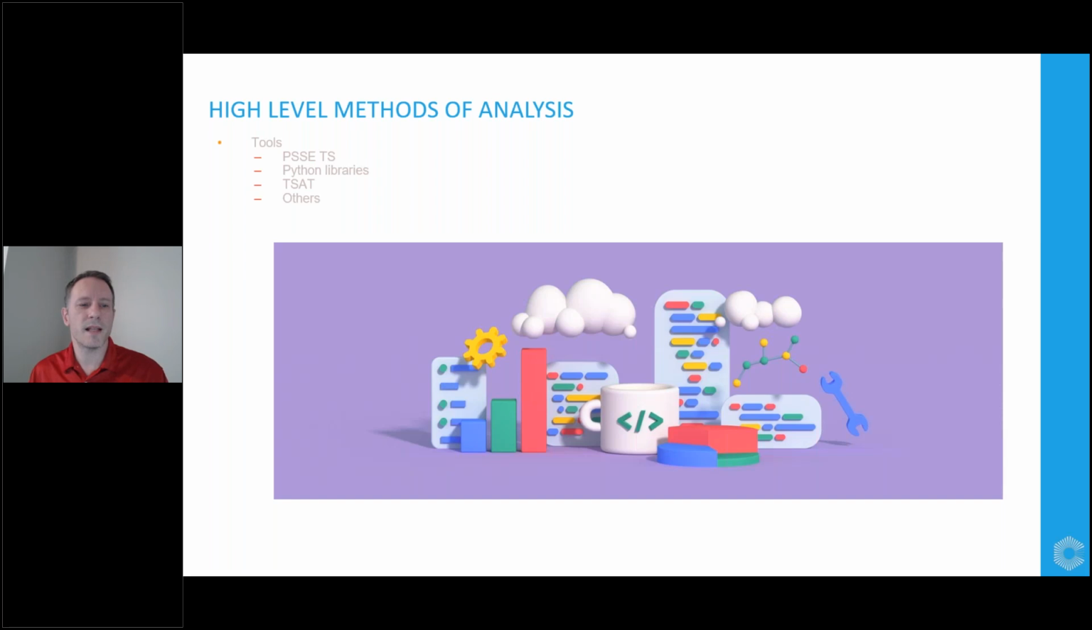TSAT is a little bit newer program, I think. It's a lot more GUI friendly. I don't have a lot of experience with it, but I know it works well, and some utilities prefer it. We're in MISO territory here. I think MISO actually has a model for both, and they accept both for clients interconnecting. There are other programs that do it, but those seem to be the two main ones lately.